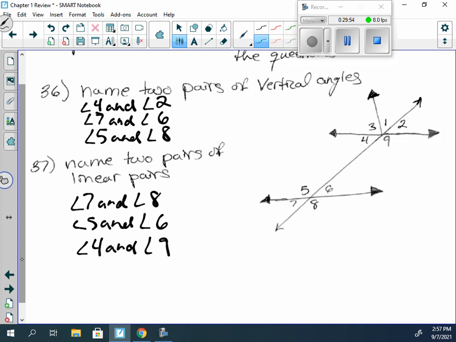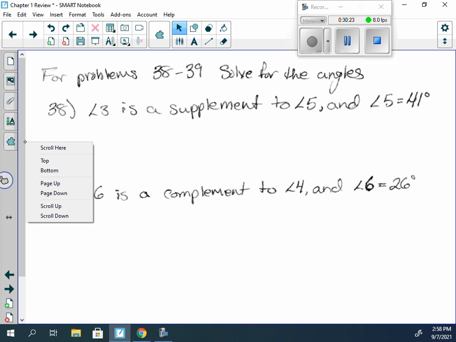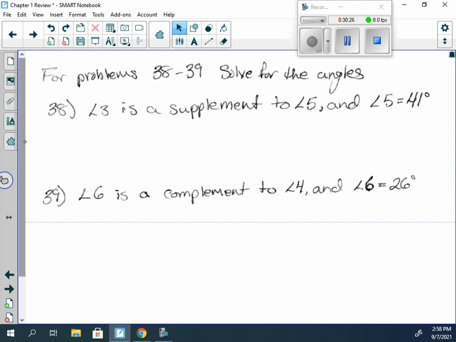Linear pairs make a straight line, have a common vertex, and share a common side. They have to be adjacent. So we could also say 5 and 7, because we have 5 and 6, 8 and 6, and that would be it. So any ones that make a straight line. 2 and 9 would work as well, yes. If there are no other questions on that, let's look at 38 and 39. Supplementary means what?